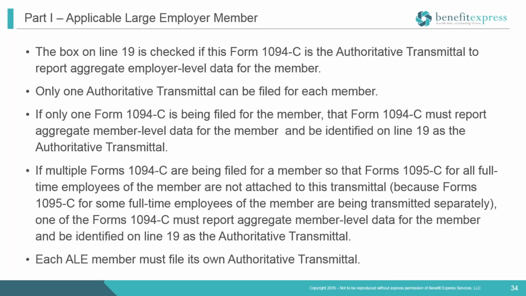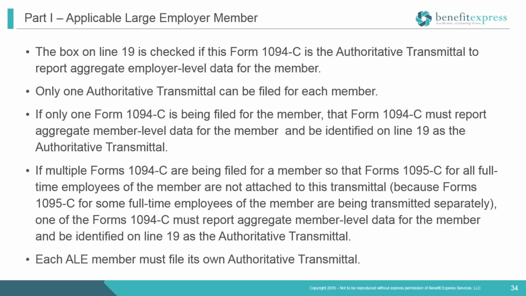Box 19, check if it's an authoritative transmittal. 9 times out of 10, you should check the box. The only time you would not check the box is if you're filing more than one 1094-C for a division of a company. In most situations, your 1094-Cs would be authoritative. If only one 1094-C is being filed by a member, that 1094-C contains all the different units of that division, then it's an authoritative transmittal.